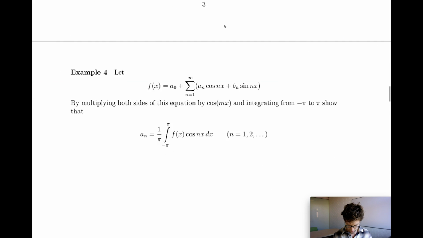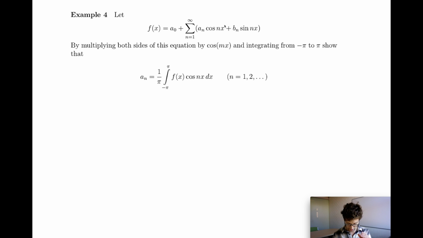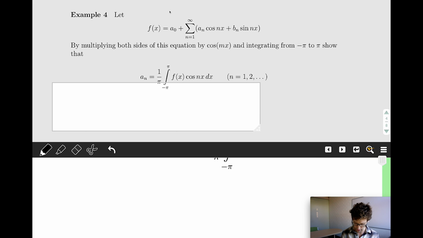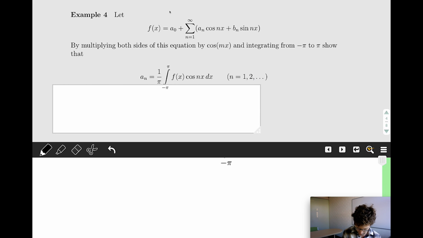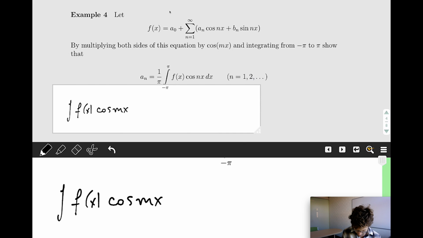So now we're ready to prove the formula for an using this idea. What I'm going to do now is isolate an by multiplying both sides of this expression by cosine mx and integrating from minus pi to pi. And then I'm going to make use of the formulae that I've just proved. So I multiply by cosine mx and integrate from minus pi to pi.